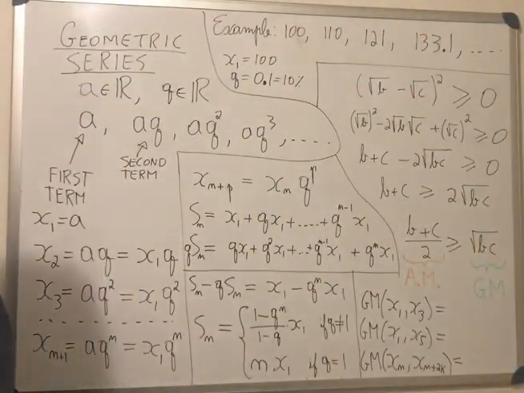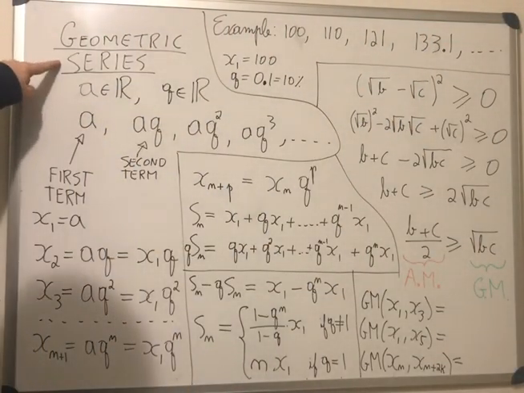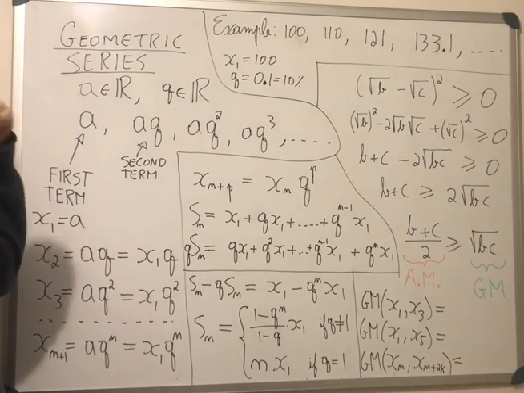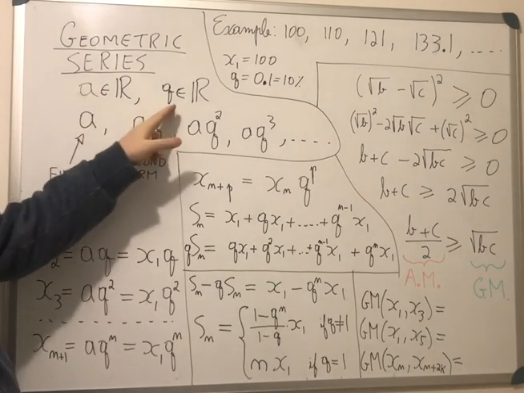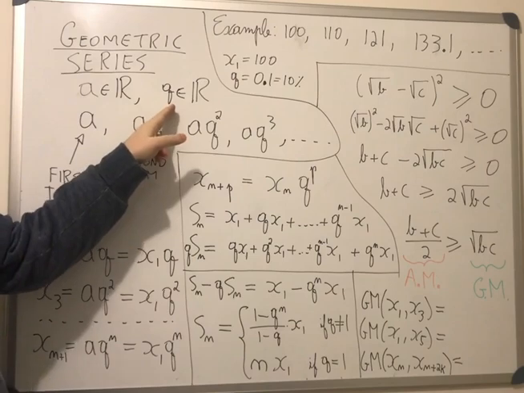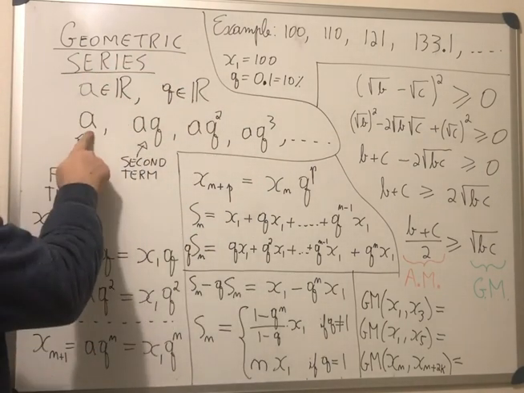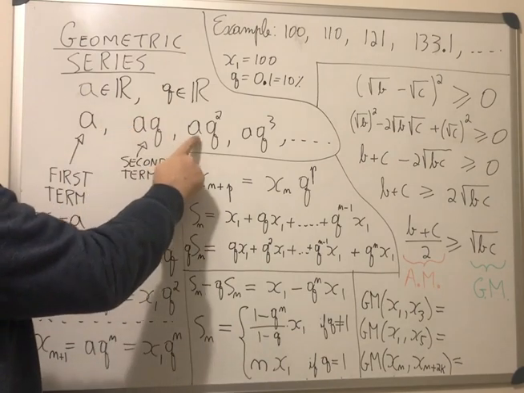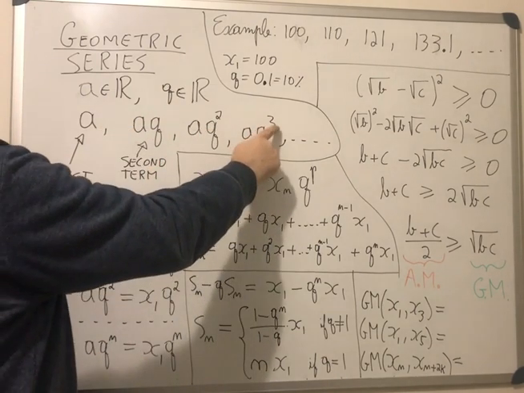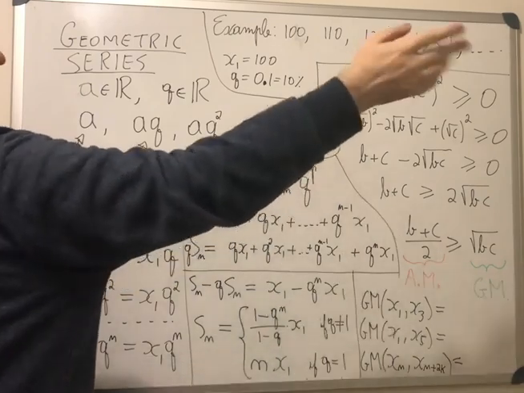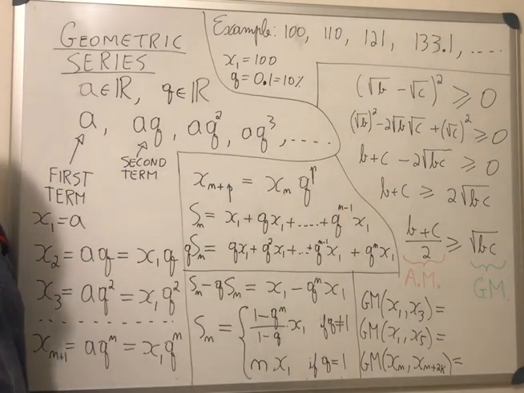Hello. So let's talk about geometric series today. Consider a real number a and another real number q, any two real numbers. We can make a sequence of numbers. We start with a, then aq, aq squared, aq to the power 3, aq to the power 4, and so as many terms as we want.